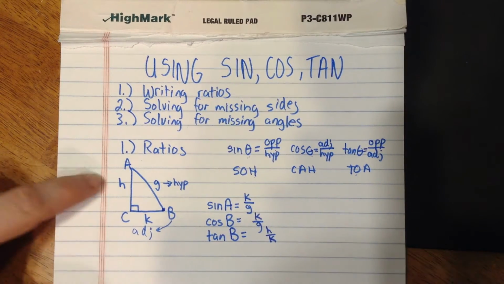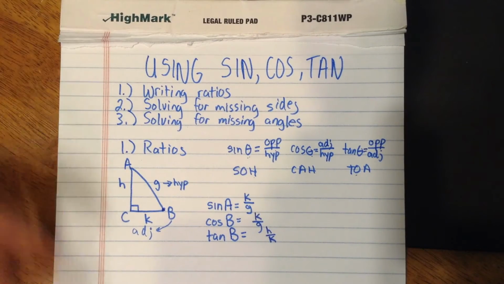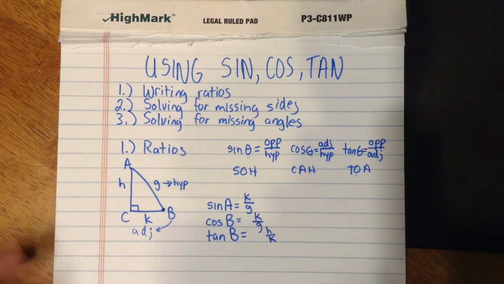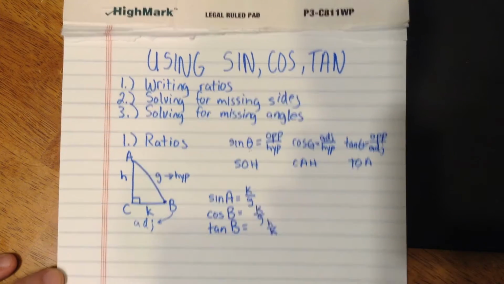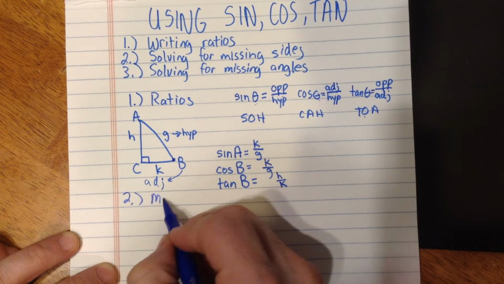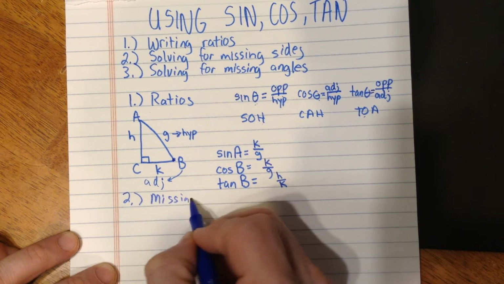Sometimes they're letters, sometimes there's numbers like 3, 4, 5 here, and in that case you just write a 3 over 4 or whatever it may be. But there are your ratios. That's probably one of the easier things. The second thing is finding a missing side or sides.